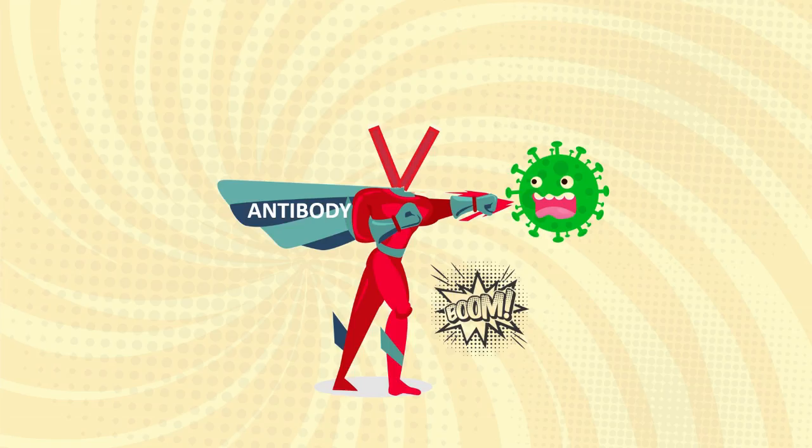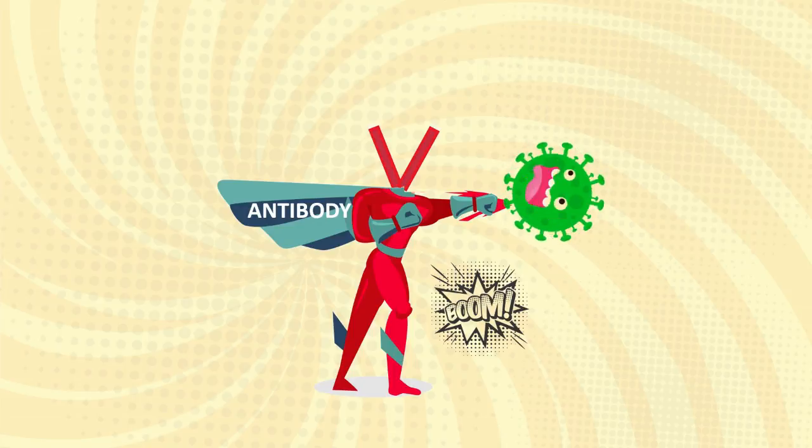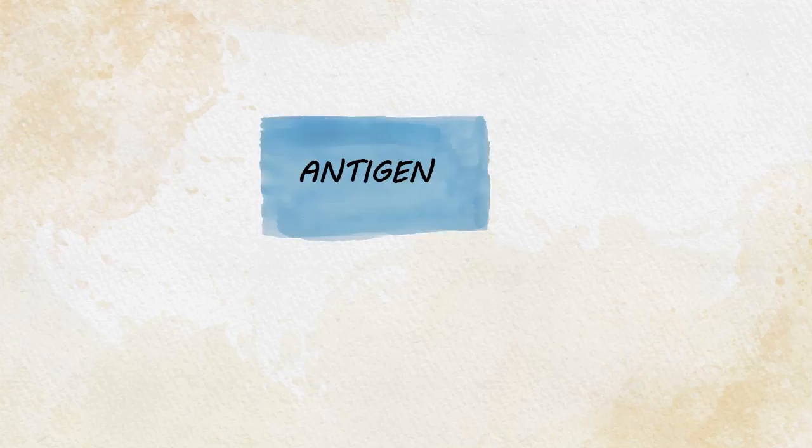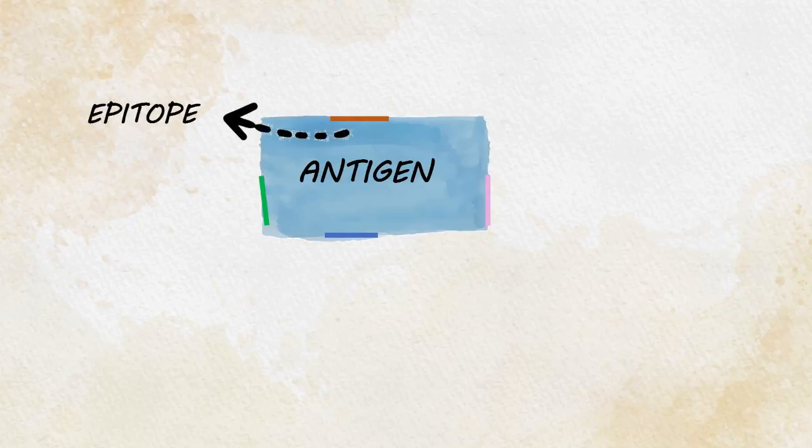So let's begin. Antibodies act like superheroes that protect our body from the bad guys, in this case, the antigens. Let's take a closer look at how an antibody recognizes an antigen. Antibodies do not recognize an antigen as a whole. Rather, they recognize certain specific portions or sites on the antigen, thereby stimulating an immune response. These specific portions or sites are called epitopes or antigenic determinants.